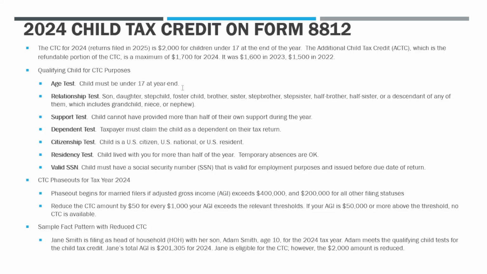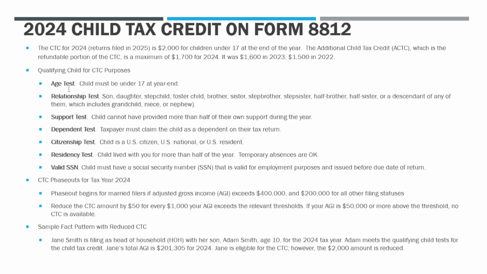So the age is the big one that surprises a lot of parents. Your child has to be under 17 at the end of the year to be eligible for this credit. So if they're 17 or 18, still in high school, living at home, you're still supporting them, they don't qualify for this credit, right? So the child tax credit is not available, but the other dependent credit would be, most likely.